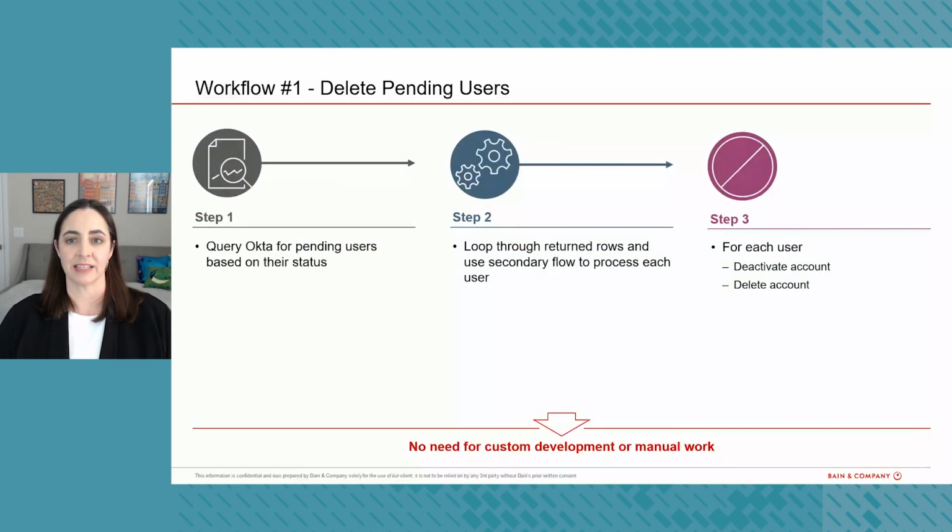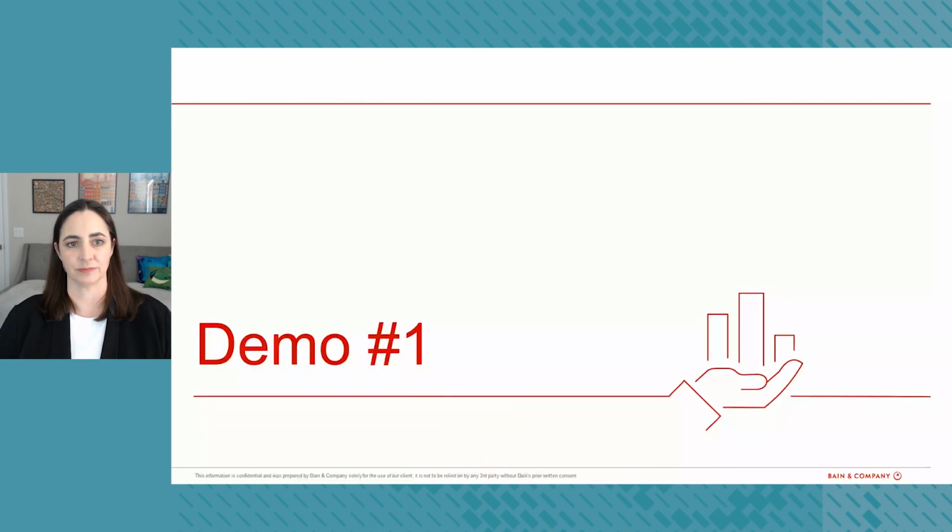Here is a high-level algorithm for the live demo. It will show you how easy it is to query users based on certain criteria and then iterate over those users to perform additional tasks. So first we'll query users for pending status. Then we'll use a secondary flow or child flow to process each user. This is very similar to calling a function if we were to write code for this. Then in that child flow, we can deactivate and then delete each individual user. Now let's swap over to Okta so you can see this in action.